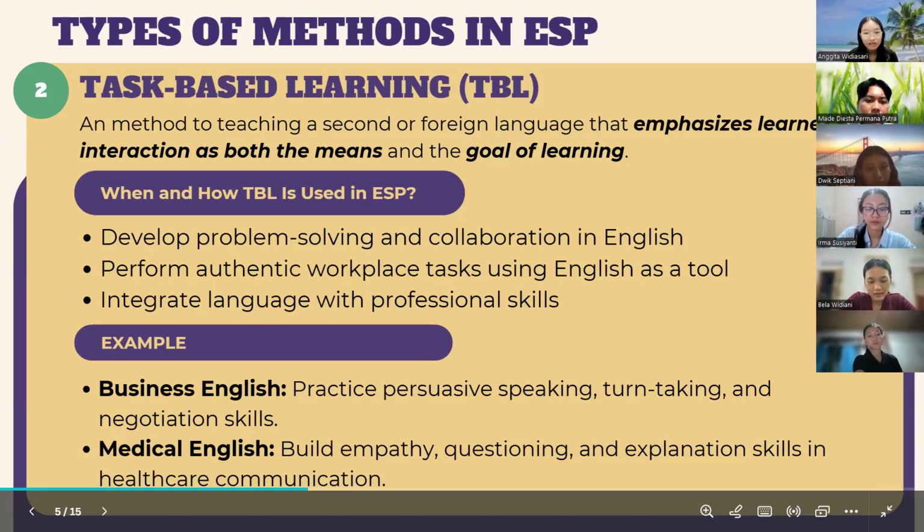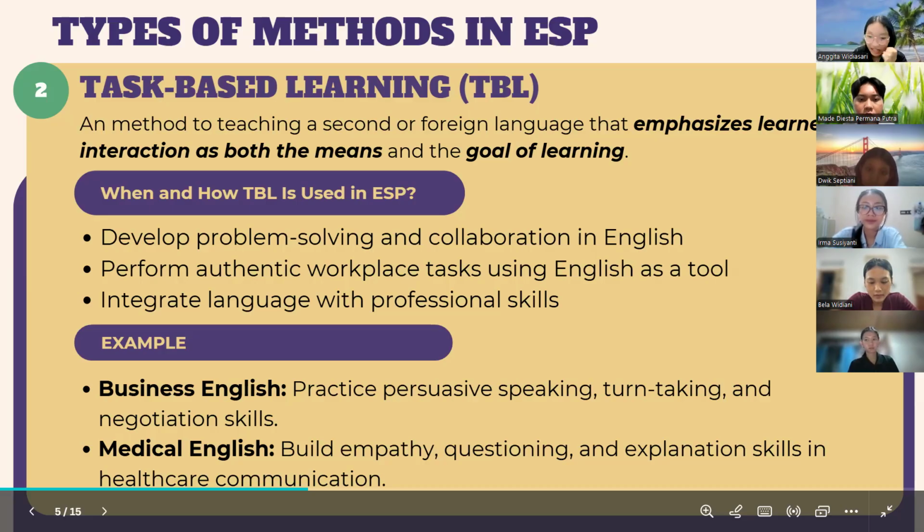And when and how is TBL used in ESP? All right, TBL is used when learners need to apply English in specific work-related contexts, and it helps them integrate language with professional skills, not just speaking, but also thinking and creating in English. Through this method, students gain confidence using English to accomplish authentic tasks.